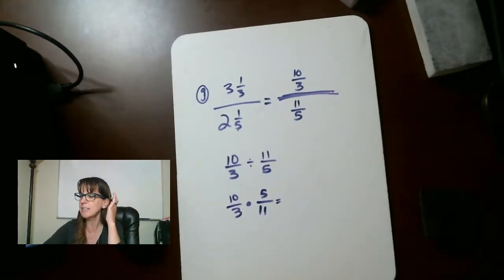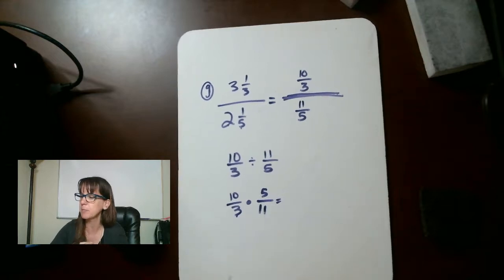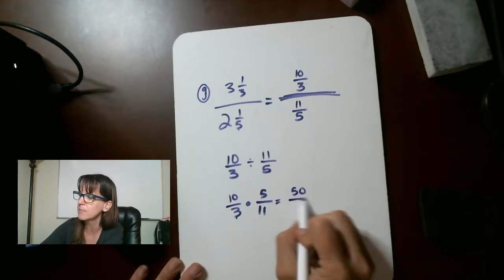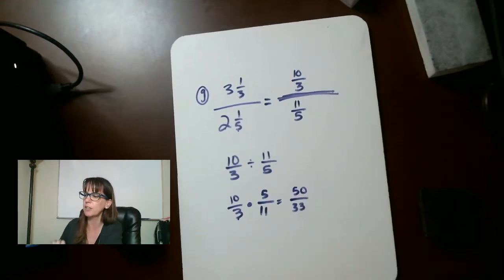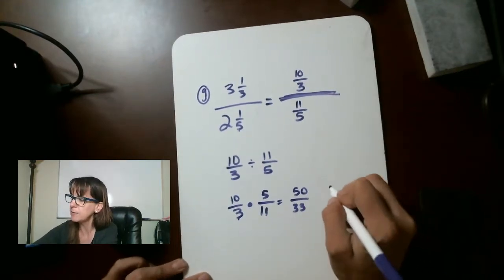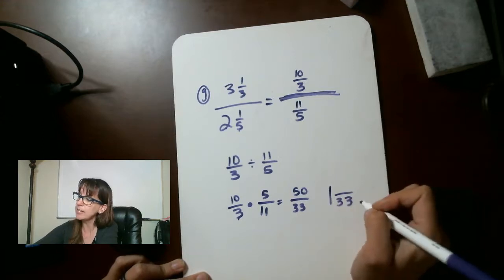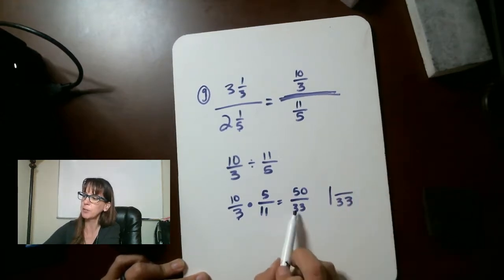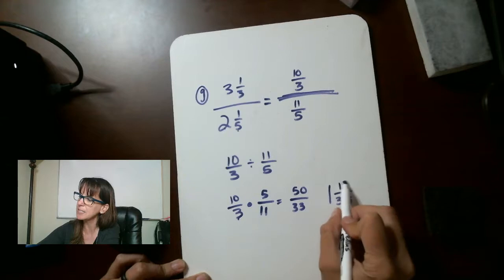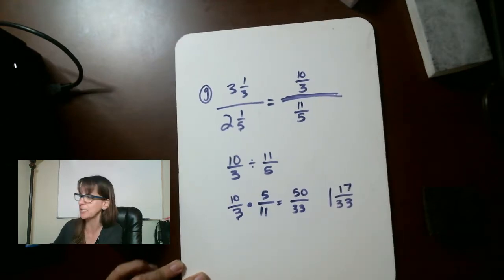Now, we can't cross cancel anything because 3 is a prime, 5 is a prime, 11 is a prime, and 10 is 2 and 5, but there's nothing on the bottom we can cancel out. So we're just going to multiply straight across the top, straight across the bottom. Now, it started as a mixed number, so let's turn it back into 1. 33 goes into 50 one time. 33 times 1 is 33, and from 33 up to 50 is going to be 17. Okay, so there's your answer.